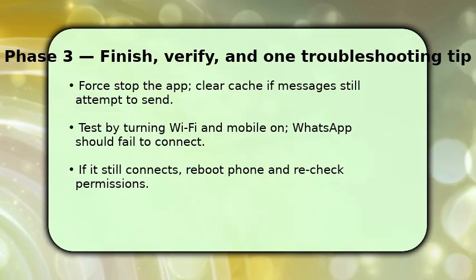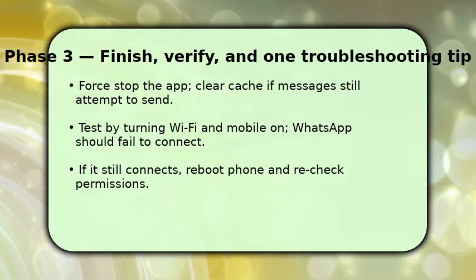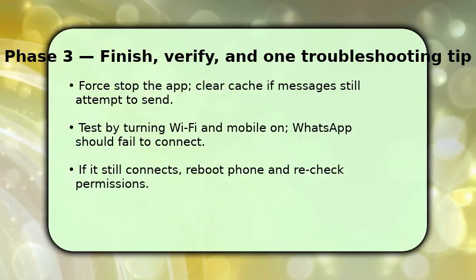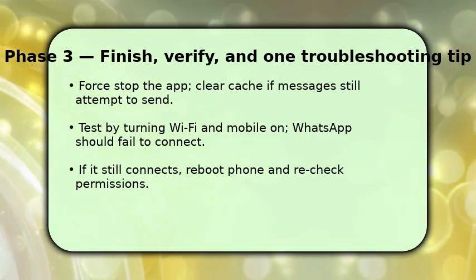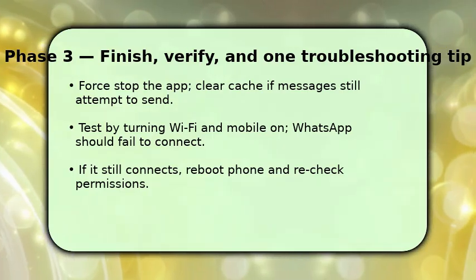If WhatsApp still reaches the internet, double-check any VPN or system firewall app that may override permissions. Lastly, make sure you did not grant device admin or accessibility access that can bypass network.